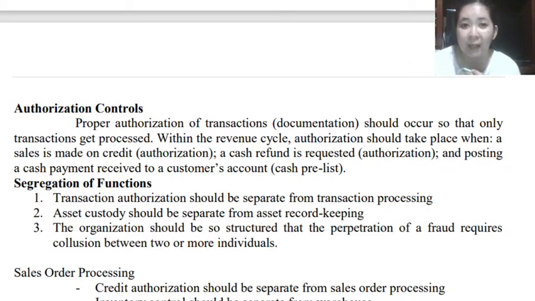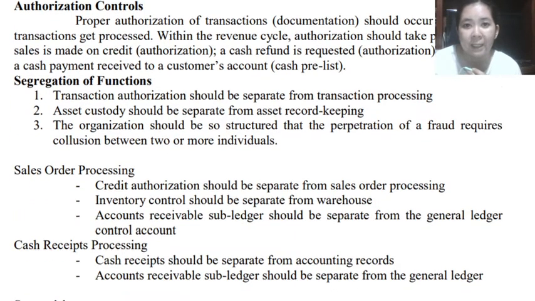Okay, so along with that is a cash pre-list at the same time for it to be authorized. Segregation of functions, meaning transaction authorization should be separated from those who are processing it. Asset custody should also be separate from those who are recording the transactions, and the organization should also be able to structure that the perpetration of fraud requires collusion between two or more individuals, meaning they should structure their organization to avoid this perpetration of fraud and collusion between two or more individuals.